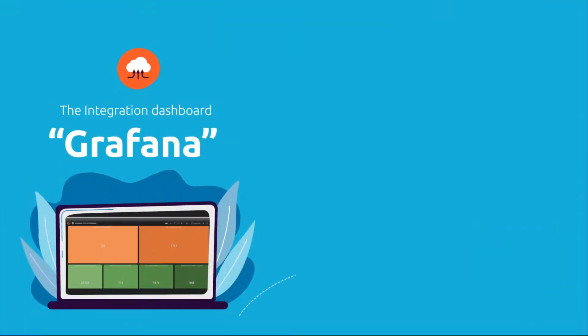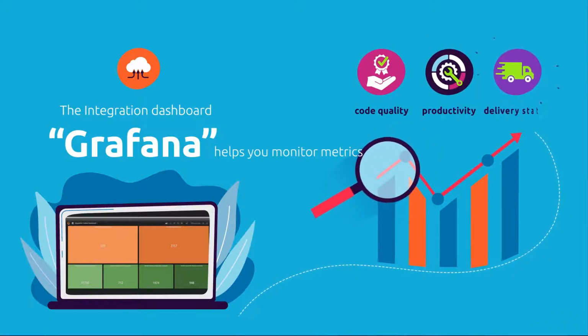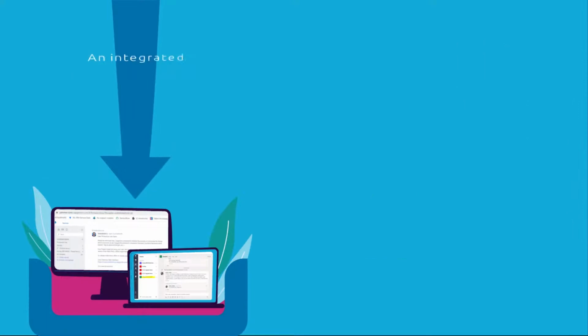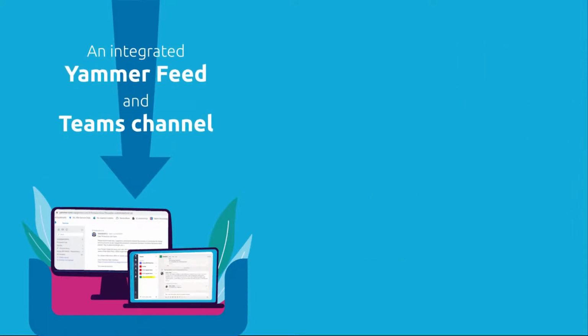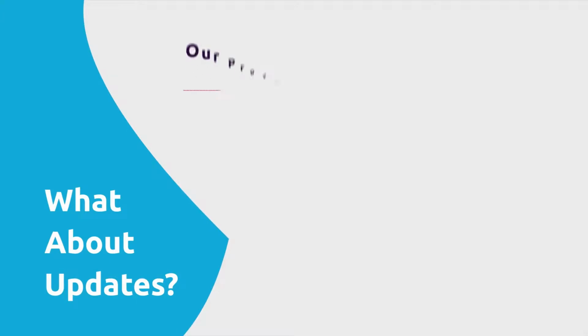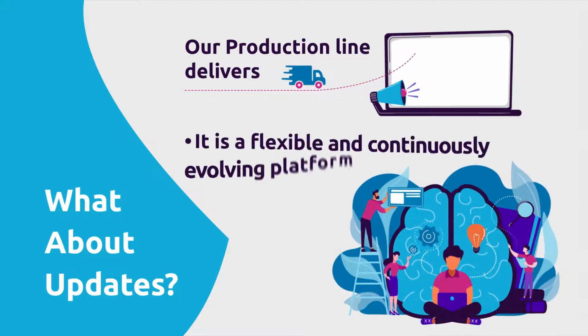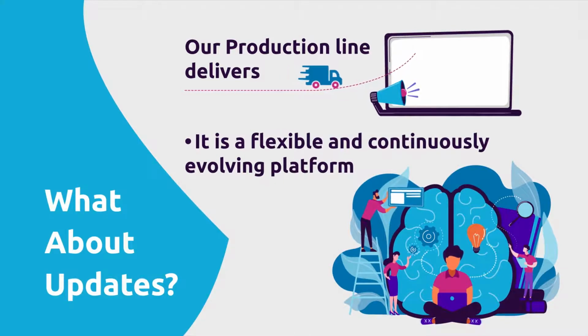The integration dashboard Grafana helps you monitor metrics, code quality, productivity, and delivery status. There's even an integrated Yammer feed and Teams channel that allows our development teams to stay in touch and collaborate with your community as you work. What about updates? Our production line delivers a new version every 3 months with new features. It is a flexible and continuously evolving platform.